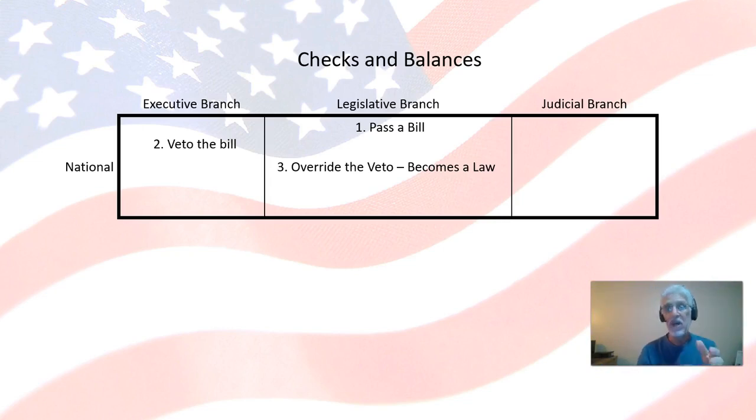Now, if this bill that they passed that was vetoed then gets the support of 2/3 of the House and the Senate, then it becomes a law. But even then, at that point, the courts could determine that that law was unconstitutional and it would be gone. And that's what I mean by them each having the ability to check one another. This is just one example.